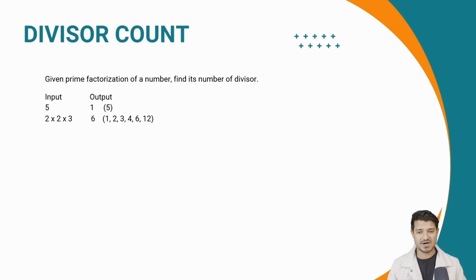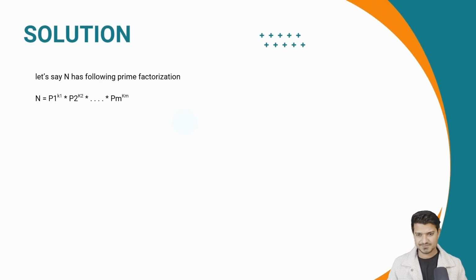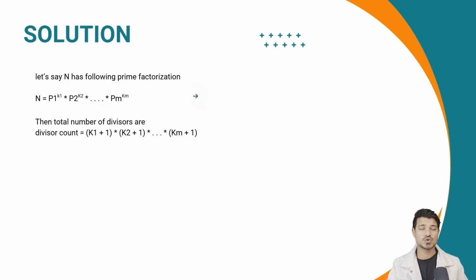The question is how we can find out efficiently from prime factorization the total number of divisors. It's a very easy and simple thing, so it won't take much time. So now let's say n has the following prime factorization: p1 raised to power k1, p2 raised to power k2, and so on till pm raised to power km. Right? So the total number of divisors will be, just take the power of the primes plus 1 and multiply all of them. So (k1 plus 1) times (k2 plus 1) times and so on till (km plus 1). This will be your total number of divisors.